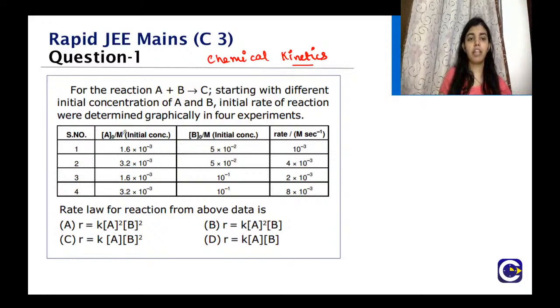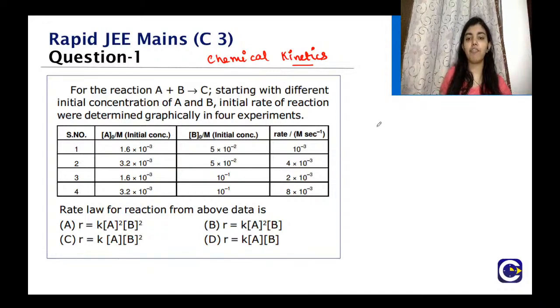The first one, they kept the initial concentration of A as 1.6 into 10 raised to the power minus 3 and B as 5 into 10 raised to the power minus 2, and the rate was obtained as 10 raised to the power minus 3. Similarly, in the second experiment, the concentrations of A and B were changed and the rate was found to be different. Similarly in the third and fourth also. So what we need to do is to find the rate law for the reaction from the above data.